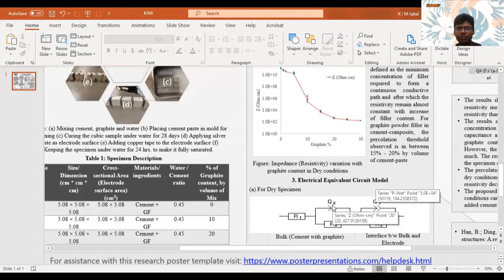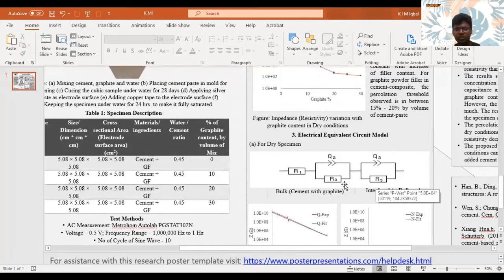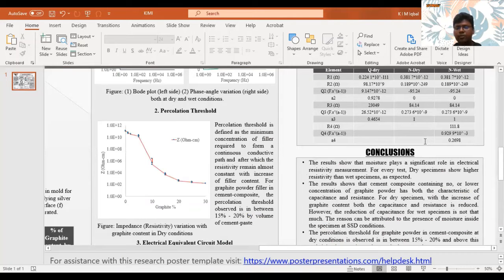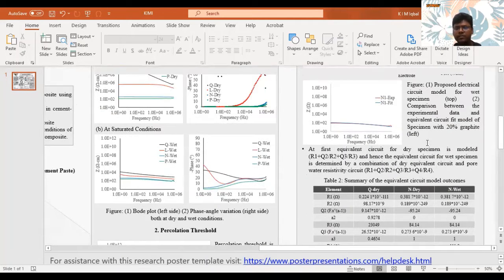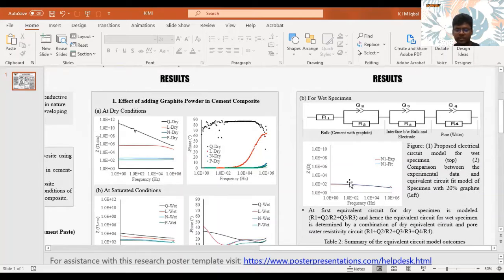And finally, we formed the electrical equivalent circuit, and this is the electrical equivalent circuit for the dry specimen. We can see that for both specimens with 0% and 20% graphite, the experimental data and the simulation data fitted nicely. And finally, we formed the equivalent circuit for the wet specimen. In the case of the wet specimen, we consider it similar to the dry specimen, just adding the pore water portion. And we can see that there is a perfect match between the experimental and fitted data.